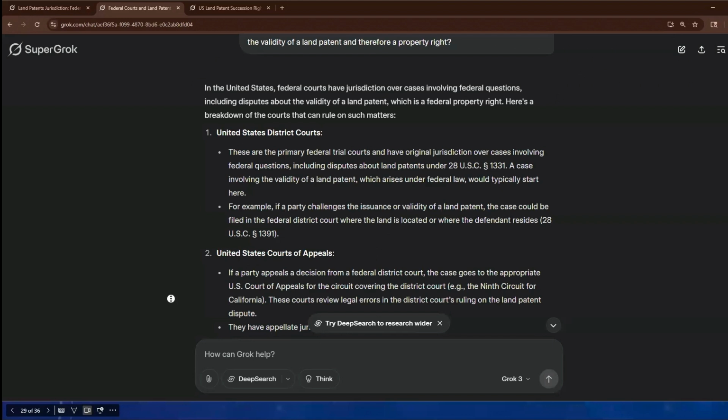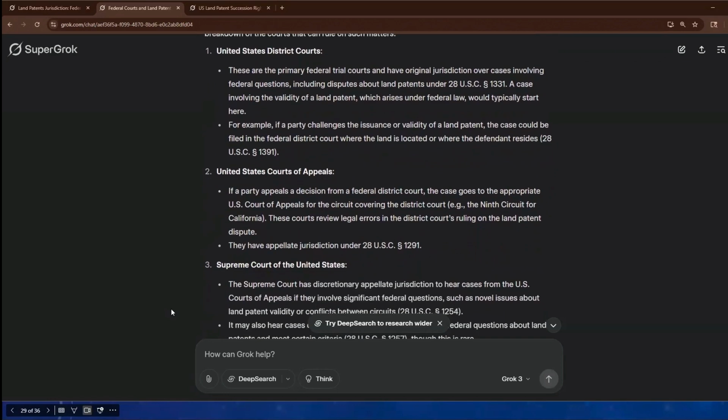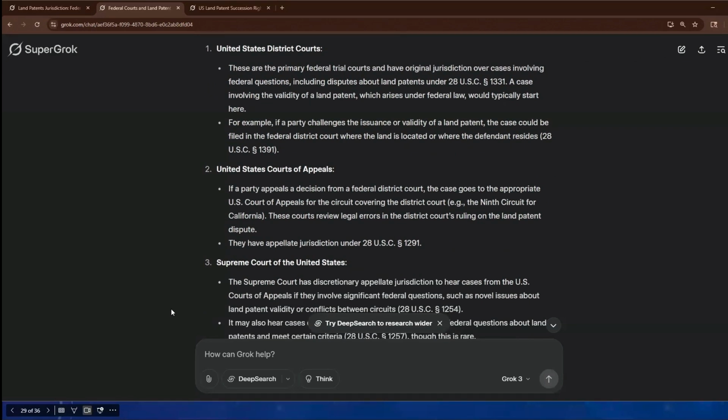United States District Courts. These are the primary federal trial courts that have original jurisdiction over cases involving federal questions, including disputes about land patents under 28 U.S.C. Section 1331. A case involving the validity of a land patent, which arises under federal law, would typically start here. For example, if a party challenges the issuance or validity of a land patent, the case could be filed in the federal district court where the land is located, or where the defendant resides. So these, you'll notice, are U.S. code, and code is legal land. And I would argue that the land patent, predating these U.S. codes, actually has a higher standing than federal district court.